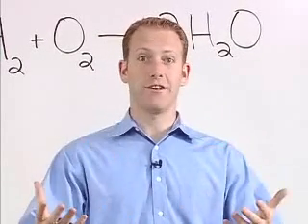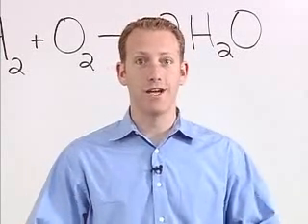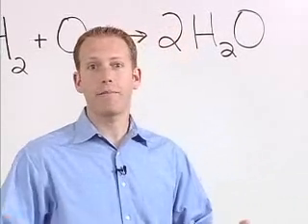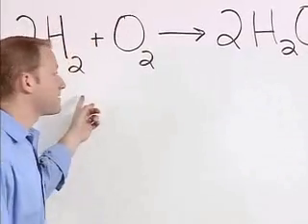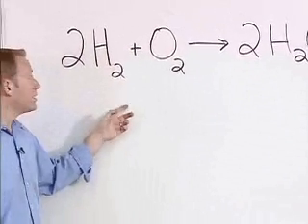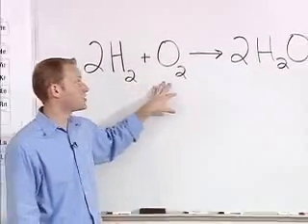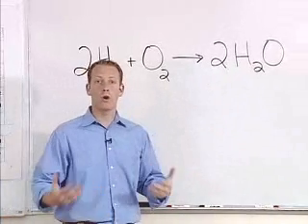Now, the first thing you need to know when we're dealing with formulas and equations is a chemical formula. Well, I have one up here right now. This represents a chemical formula. You see 2 hydrogens plus 1 oxygen produces 2 waters.